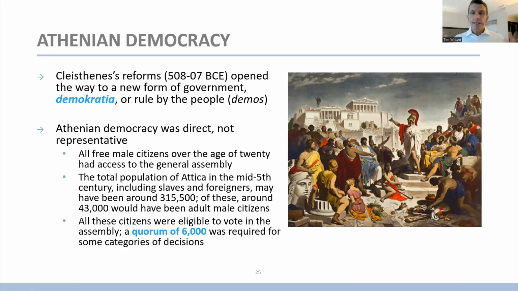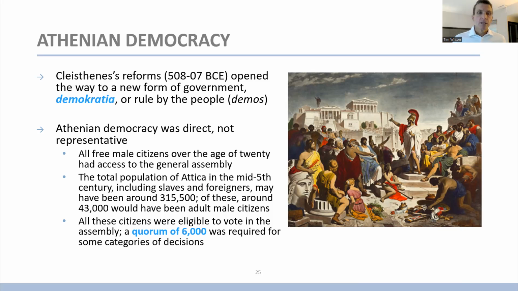So I want to refer to Athenian democracy as part of this context that's helpful for understanding tragedy as a form, okay? So Cleisthenes' reforms at the end of the 6th century opened the way for a new form of government ruled by the people, the demos. And Athenian democracy was direct, not representative. So that means that all male citizens are there in the assembly. Well, not all of them at any given time, but all of them could be there at any given time to vote on matters. And we're talking about free male citizens over the age of 20 having access to the General Assembly.